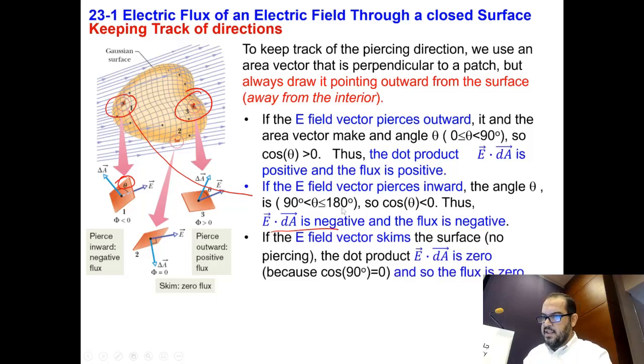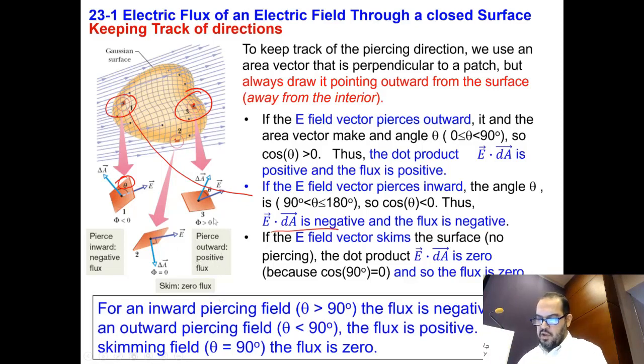So if the electric field skims or is tangential to the surface, then the area vector and the electric field are perpendicular. The angle is 90 degrees, cosine 90 is 0, so the flux at that location is 0. Okay, so now we have some clear ideas how we can determine this. So the general rule for an inward piercing electric field, theta larger than 90, the flux is negative. For an outward piercing field, the angle theta is less than 90 and higher than 0, the flux is positive. And for a skimming electric field, meaning it's tangential to the surface, in that case the flux is 0. Clear?